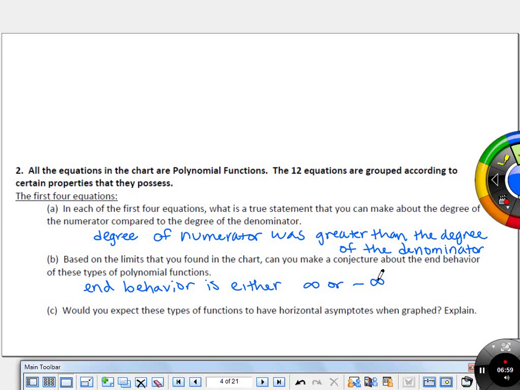So knowing that and having seen that, the third part is, would we expect these types of functions to have horizontal asymptotes when we graph them? So would you expect a horizontal asymptote to show up on the graph of these functions? Michelle?